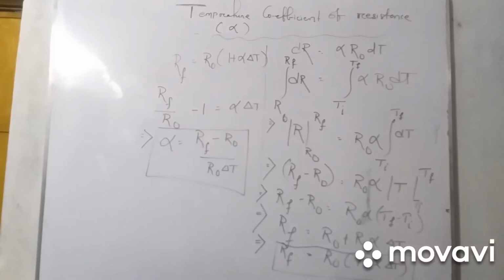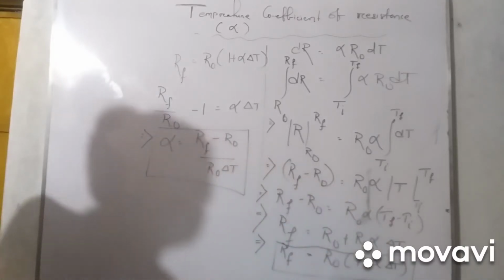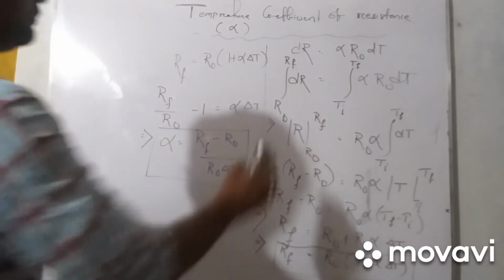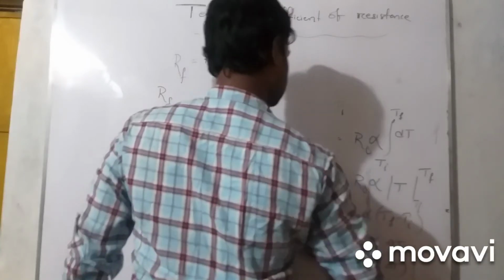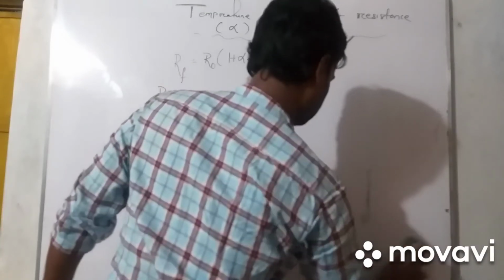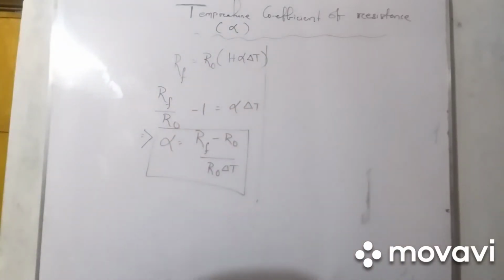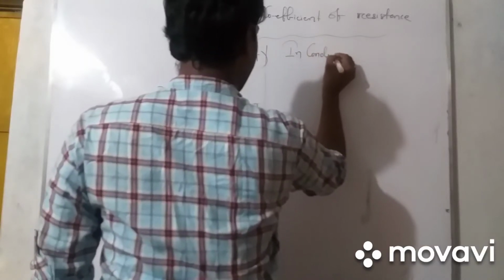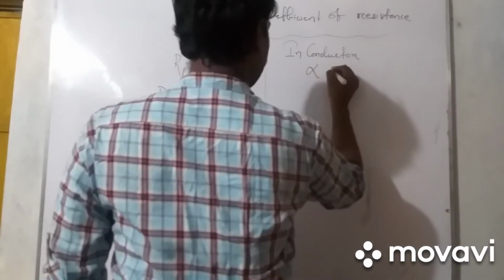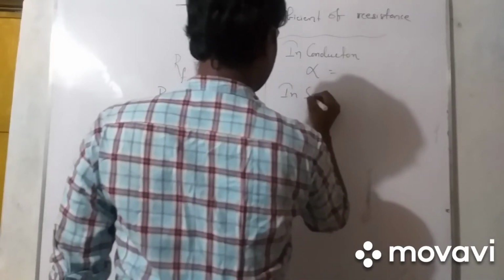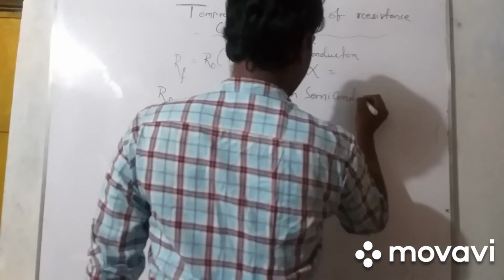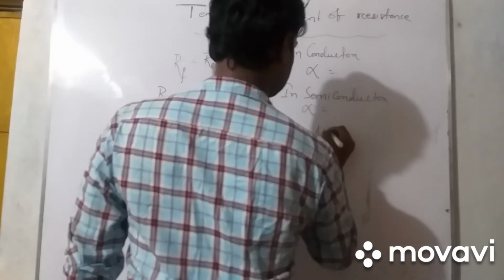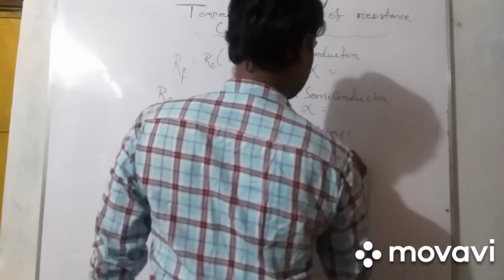Okay, please note it. Now in conductor, alpha equal to; in semiconductor, alpha equal to; in alloy, alpha equal to.